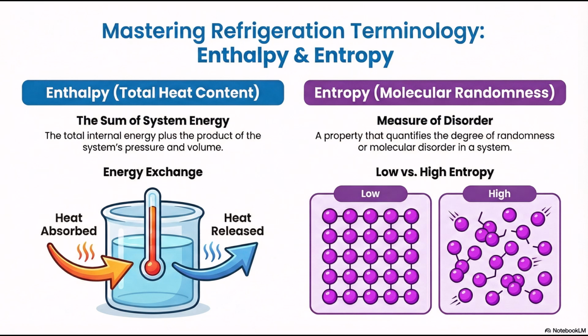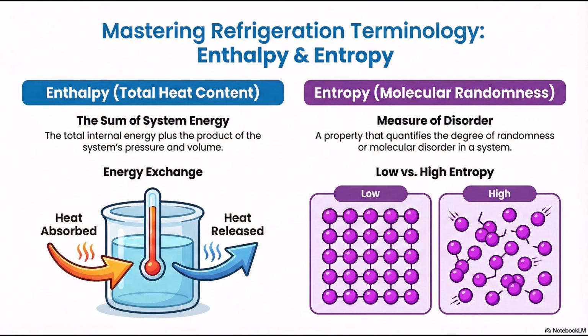Okay, so let's start with the heavyweight, left side of the diagram. The header is enthalpy, and the source gives us that simple definition right away: total heat content. But then just below it, it gets more rigorous. It says the sum of system energy. And that little difference is so important. Total heat content is a good shorthand, but it's also a bit misleading. People hear heat and they just think temperature. Right, what the thermometer says. And enthalpy is so much more than that.